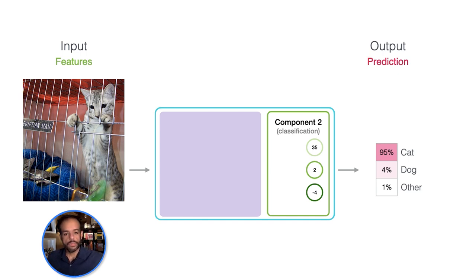So the first neuron here would be associated with cats. That's how the model was trained, and the score here would be, let's say, 35. And then the second neuron is associated with dogs, and the score here would be much lower, so 2. And other, so to speak, would be, let's say, -4.